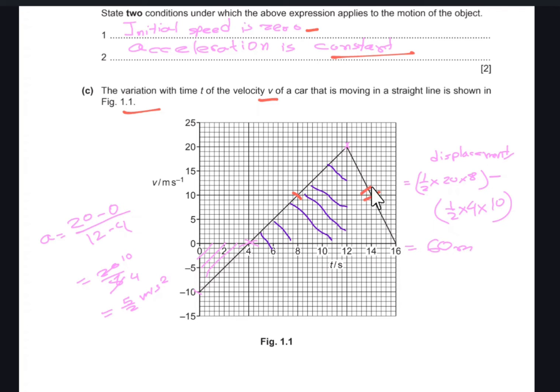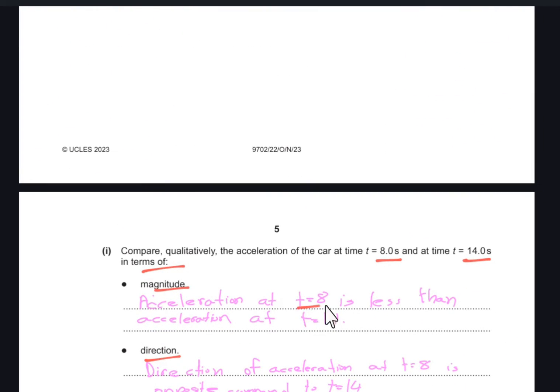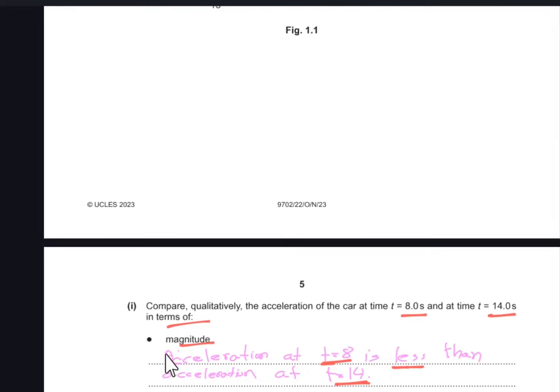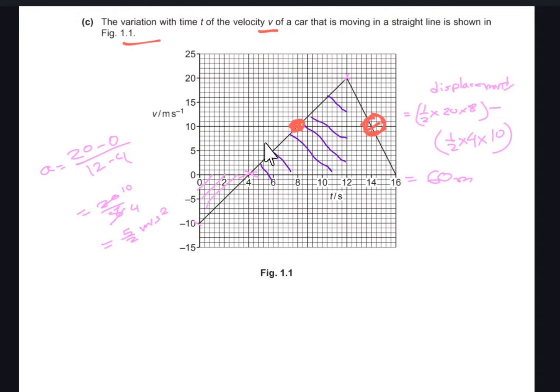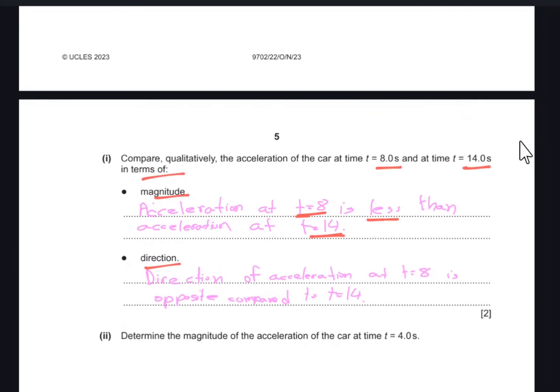Thus, as the gradient is steeper at this point, that means it has a larger magnitude of acceleration, while here the magnitude of acceleration is less. So acceleration at time t is equal to 8 is less because the gradient is less steep compared to time t is equal to 14. And for the direction, if we take this direction as positive, then the object is moving forwards in this direction, while in this direction the object is moving backwards. That means the objects are moving in opposite directions. Therefore the direction of the acceleration at 8 seconds is opposite to that at t is equal to 14 seconds.